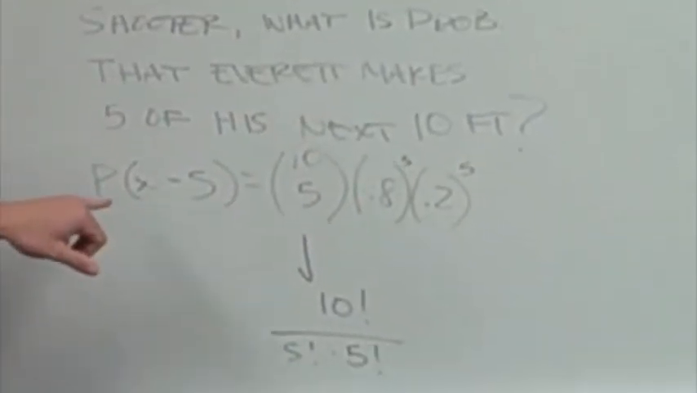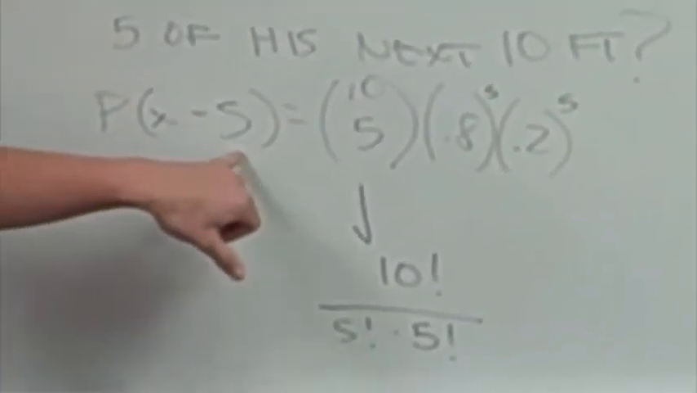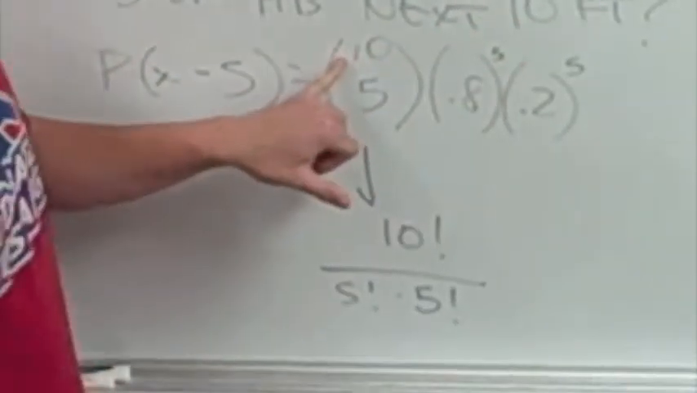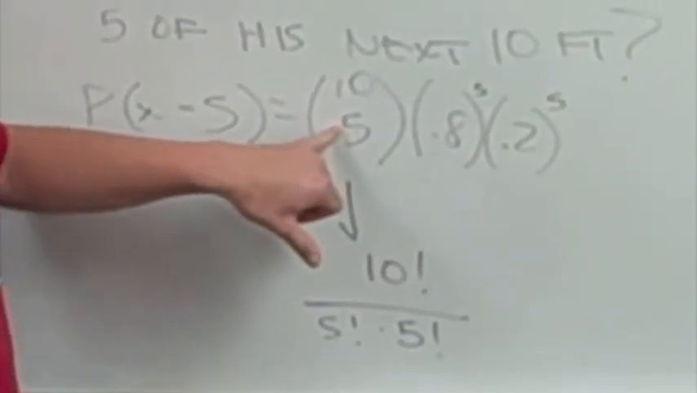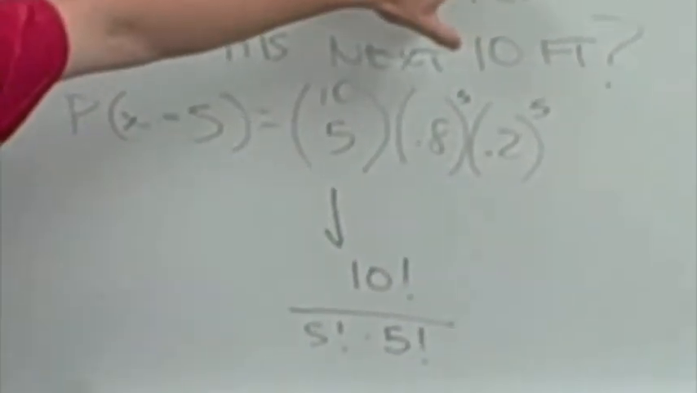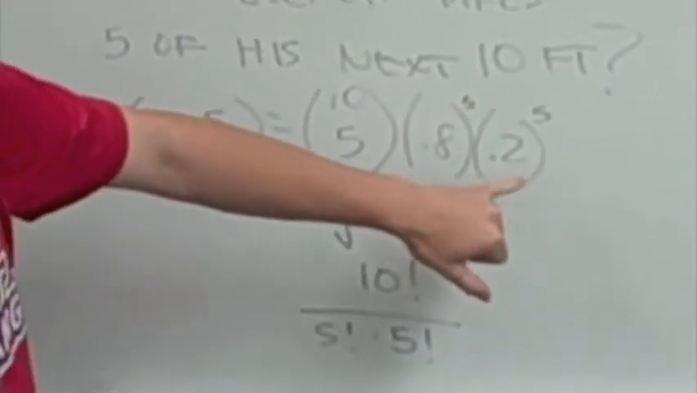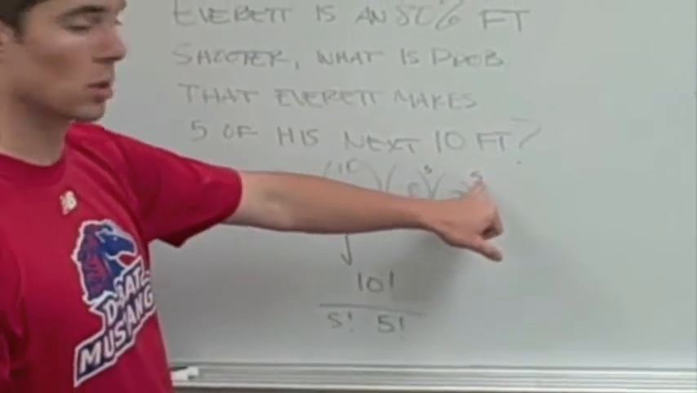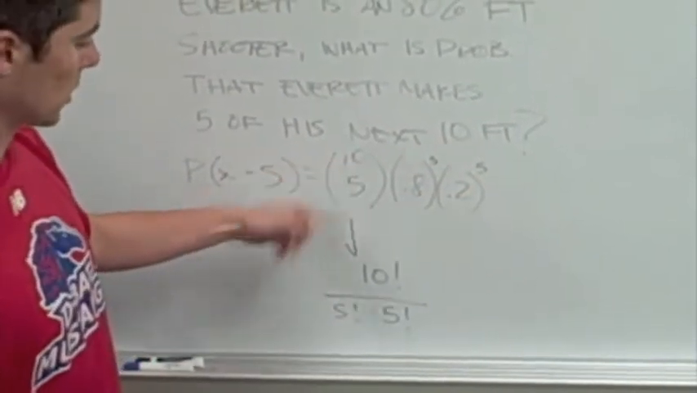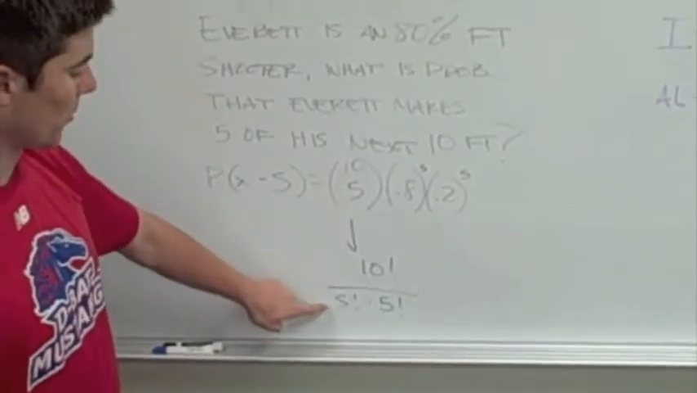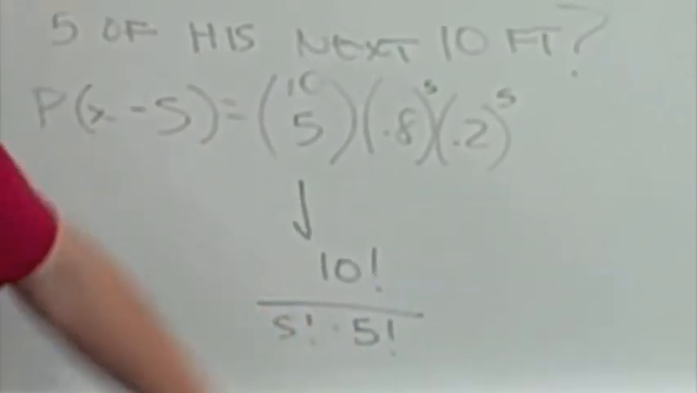All right, so we've got P(X = 5), because 5 is the number of successes we're looking for in this problem, equal to 10, the total number of trials, choose 5, times the probability, 0.8, which we get from him being an 80% free throw shooter, to the 5th, times 1 minus p, 0.2, and 10 minus 5 is 5, so that's also to the 5th power. This, like we said before, is just the top number factorial over the bottom number factorial times 10 minus 5 factorial.